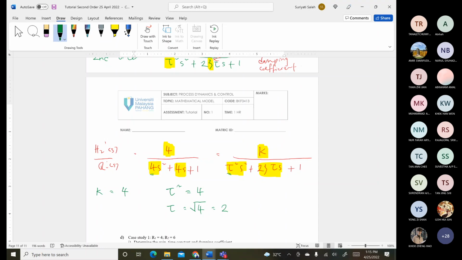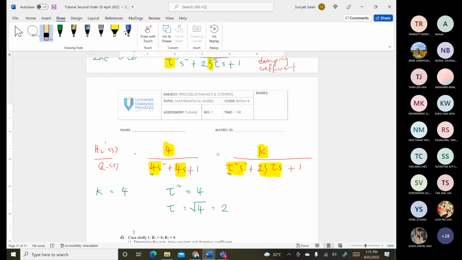So normally, when we do the square root, sometimes people will argue we have the plus minus of 2. However, we take note that the tau represents the time constant. When it represents the time, it cannot be negative. So that means the only acceptable value for the tau should be a positive value. So that's why the tau equals 2.